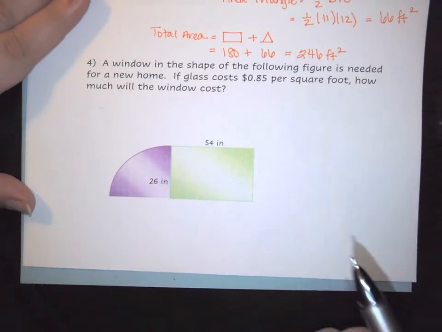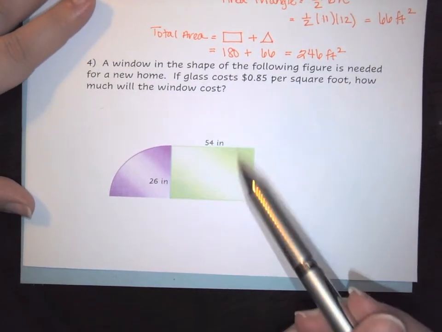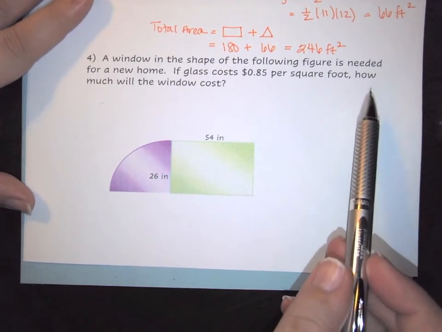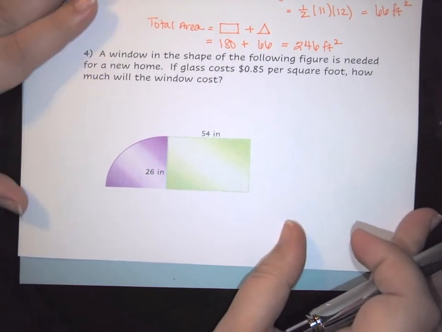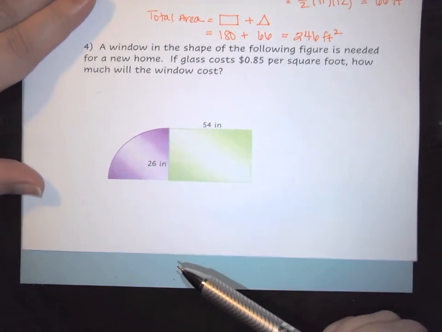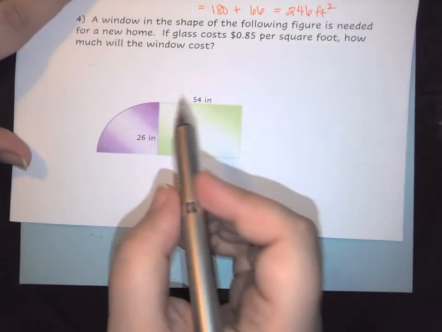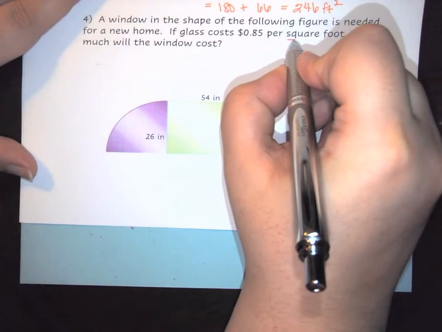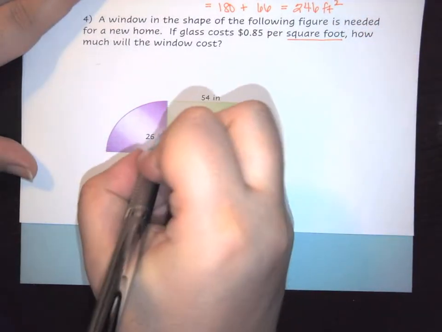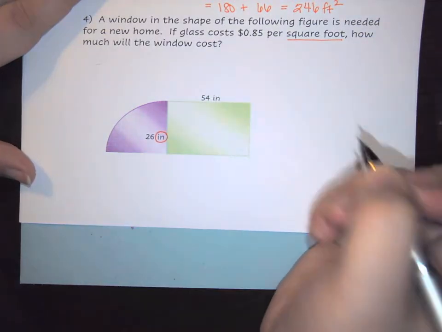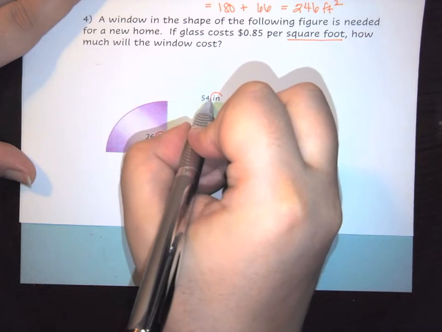Alright, this next one says that we have a window in the shape of the following, and we want to know if the glass costs 85 cents per square foot, how much the whole window will cost. Okay? So when we're looking at this, there's a few things we need to keep in mind. First, I want this to be in square feet, and if I look here at my measurements, I'm in inches. And that's for both. Both of these are in inches.